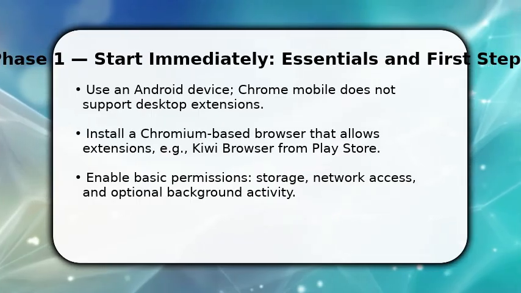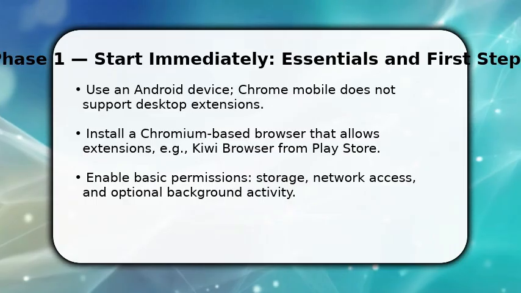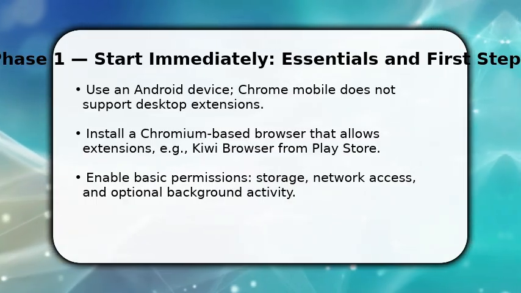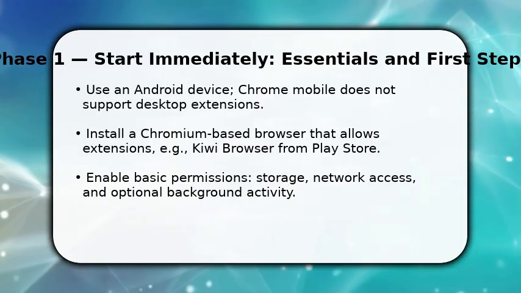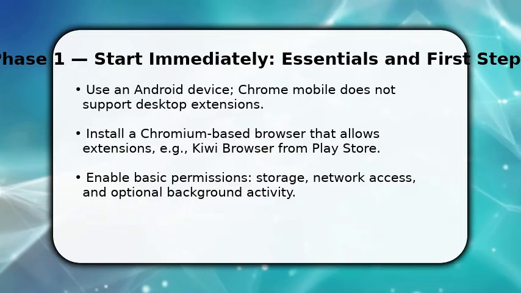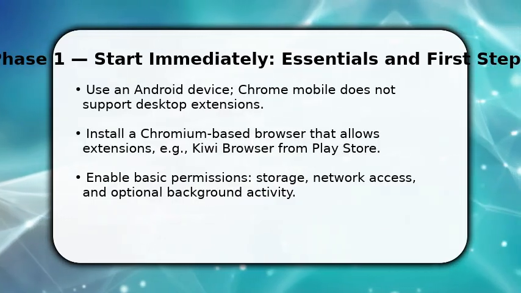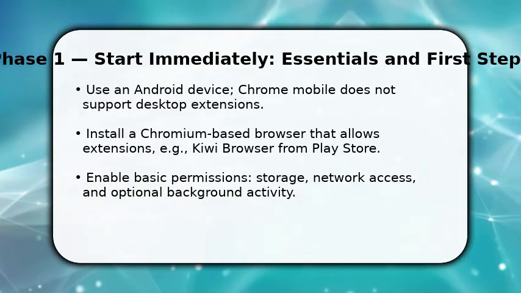You start by acknowledging a limitation. Chrome Mobile cannot run desktop extensions, so you need a compatible Chromium browser. Download and install that alternative on Android, then open it and grant standard permissions like storage and network. Once done, make sure automatic updates and background activity are allowed so extensions can update and run reliably.